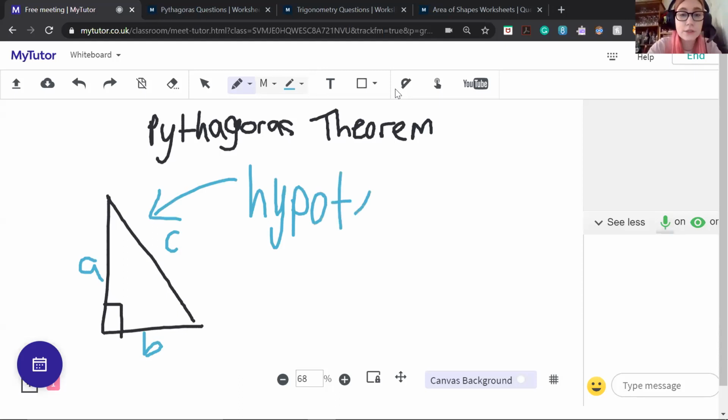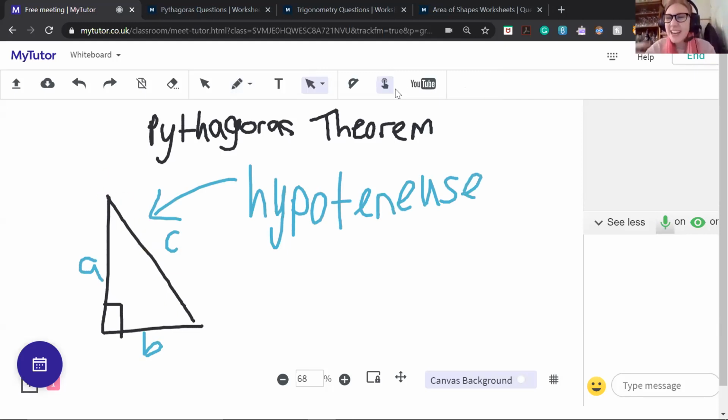Another long fancy word coming from something Greek. What it means is it's basically the diagonal one, the one that's opposite the right angle, so the line that's not making up the right angle in any way. This will always be the longest side of the triangle, and it's this special one that we label as the hypotenuse.